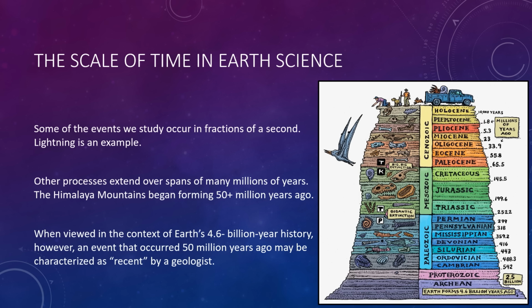So, for example, how long is 4.6 billion years? Well, if you were to begin counting at the rate of one number per second, and you did this 24 hours a day, 7 days a week, and never stopped, it would take about 2 lifetimes, or about 150 years, for you to count to 4.6 billion. So the Earth is quite old.